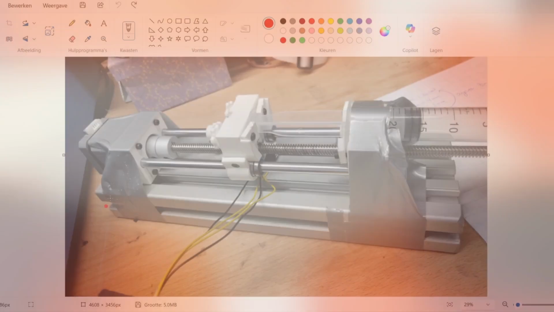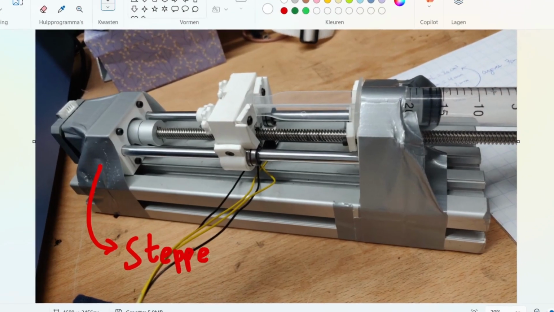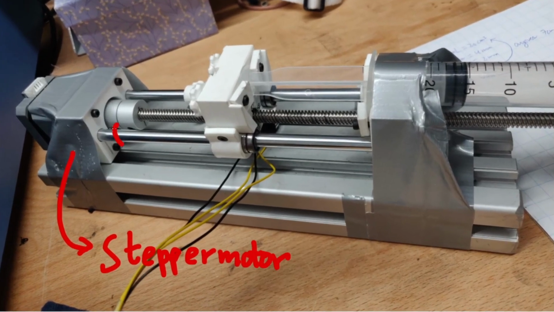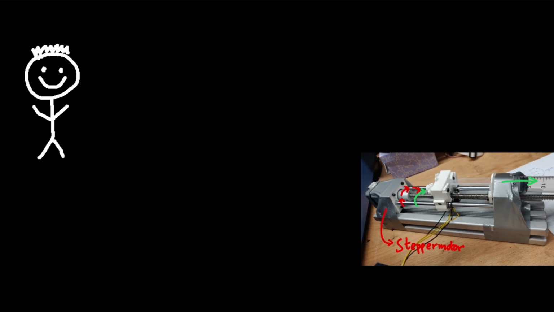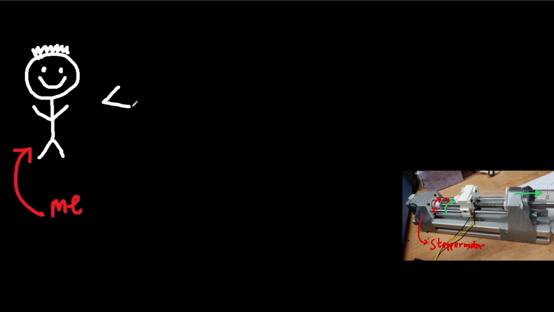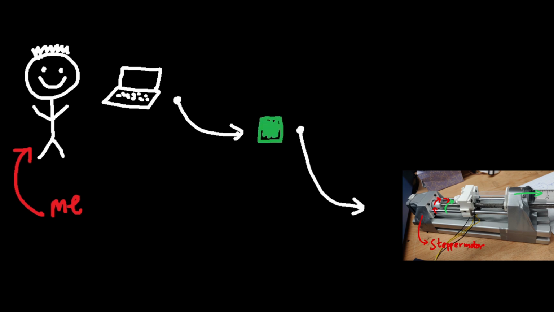Okay, let me explain. The stepper motor rotates for a number of steps, which corresponds with a rotation of the shaft and thus a translation of the plunger to displace the air. The stepper motor knows this because I say so on my laptop, which is connected to an Arduino, which is then connected to the motor. You don't want to know how long this took me.